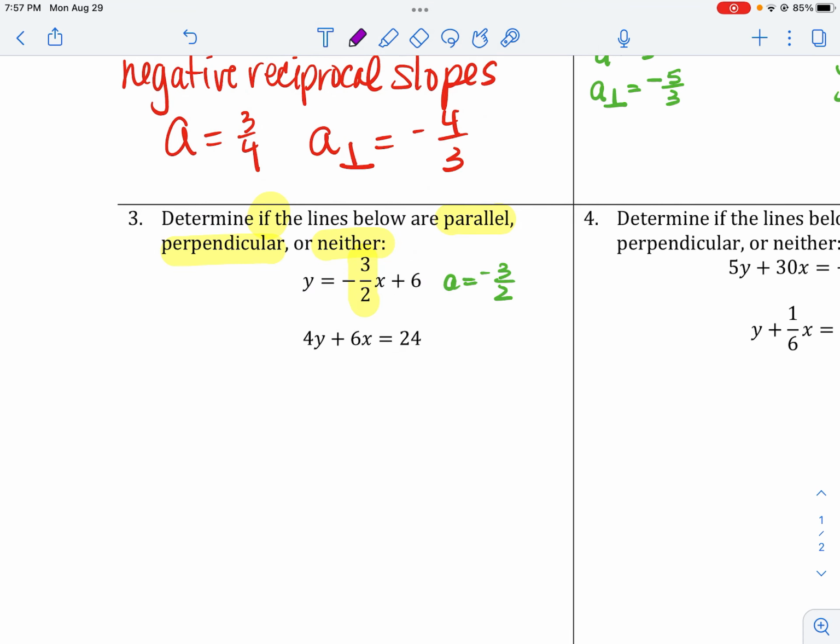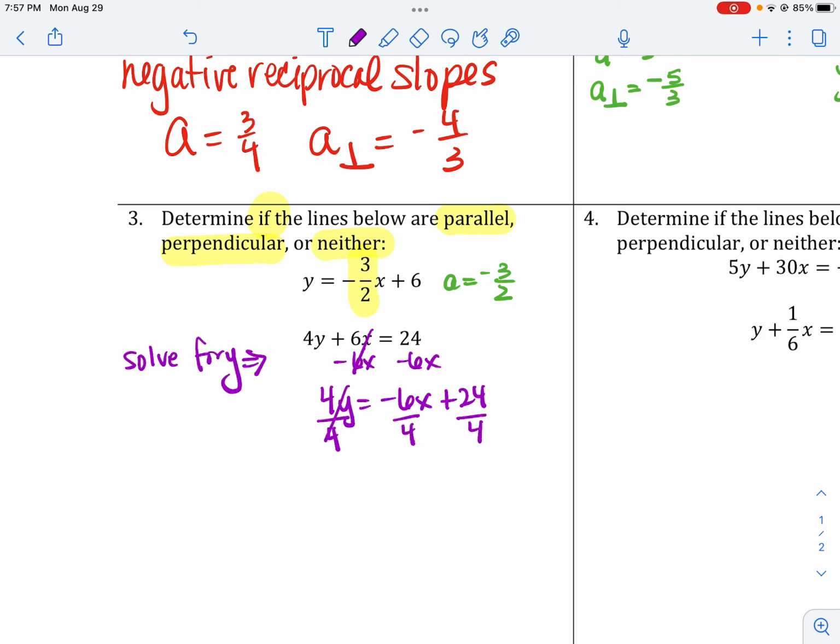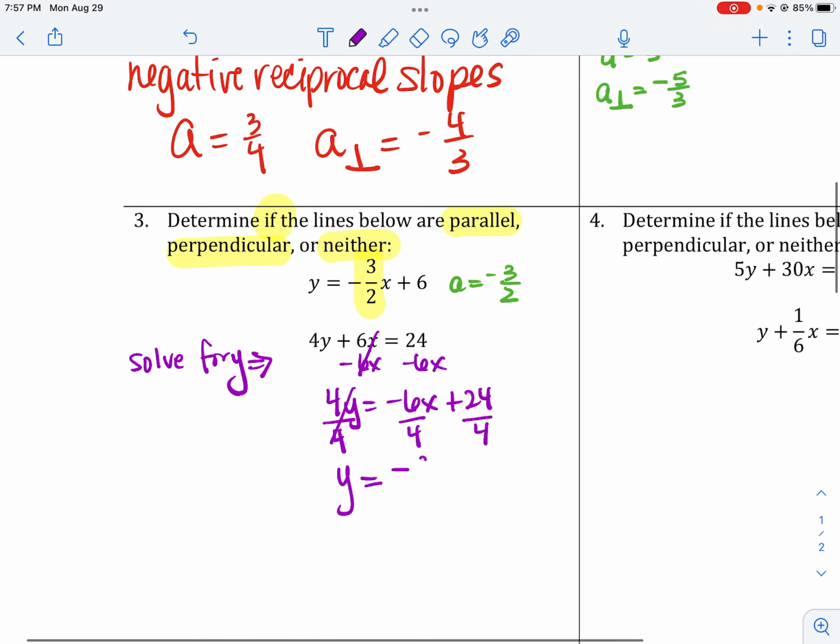For the second one, I have to solve for y. So make sure you pay attention. This is the x, so I'm going to subtract 6x from both sides. So I have 4y equals negative 6x plus 24. And then we divide. So I have y equals negative, divide both those by 2, that's 3 over 2x plus 6. Here's this slope. This A is negative 3 over 2.